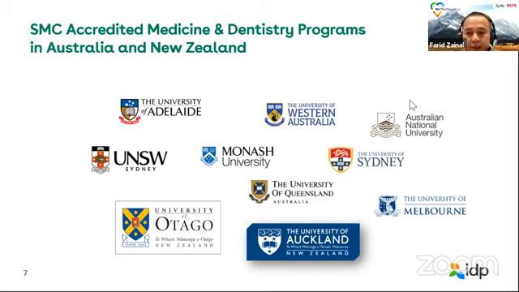I have positioned these universities deliberately on this slide in such a way that the universities you see on the left side of the screen, like the University of Adelaide, University of New South Wales, and Otago, offer undergrad programs. Whereas the ones in the middle, like the University of Western Australia, Monash, University of Queensland, and University of Auckland, offer both the undergrad and graduate entry medicine and dentistry. Last but not least, the Australian National University and the University of Melbourne offer only the graduate entry programs.